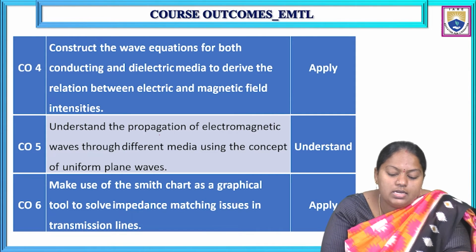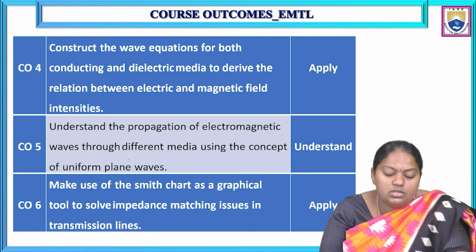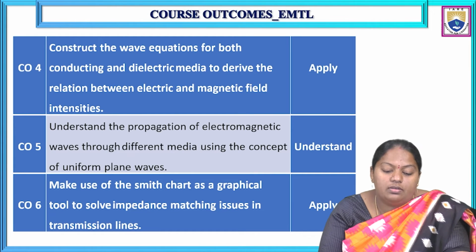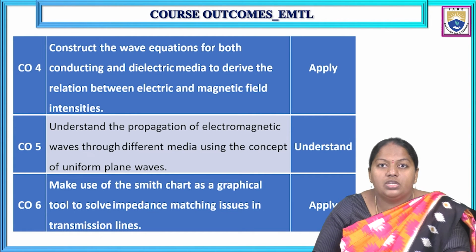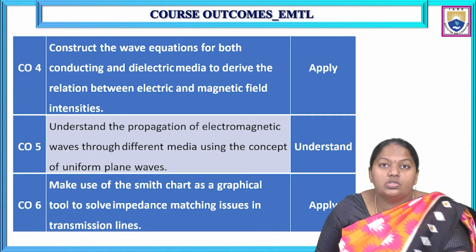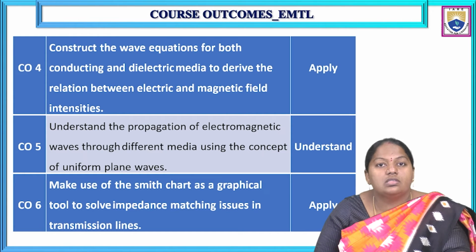Then the next one: understand the propagation of electromagnetic waves through different media using the concept of uniform plane waves. In the first case we derived the wave equations, under which the electric field intensity vector and magnetic field intensity vector are related, which comes under the fourth CO. Coming to here, if the wave is propagating between two media, reflections and refractions occur, and those are considered in this particular CO.